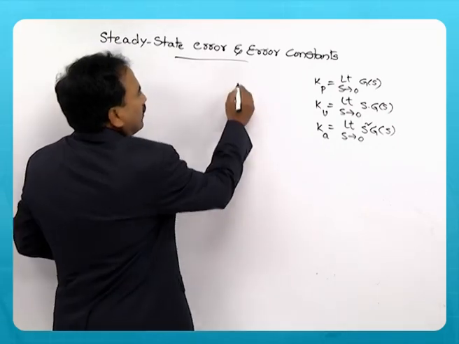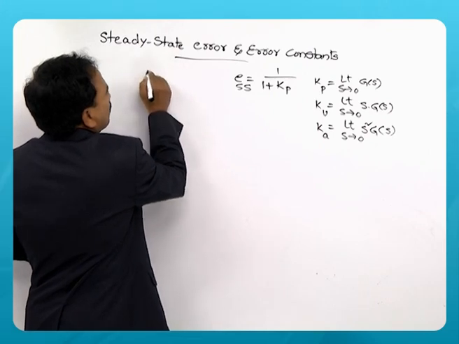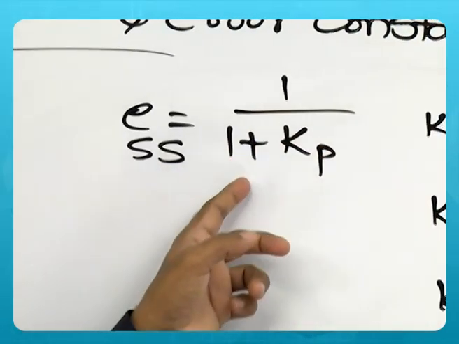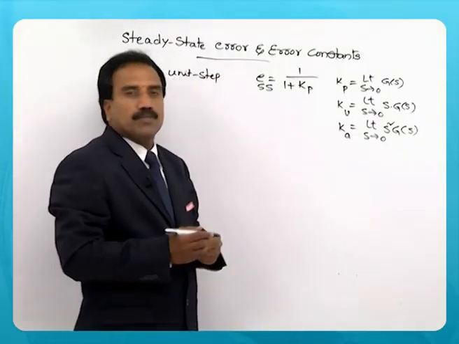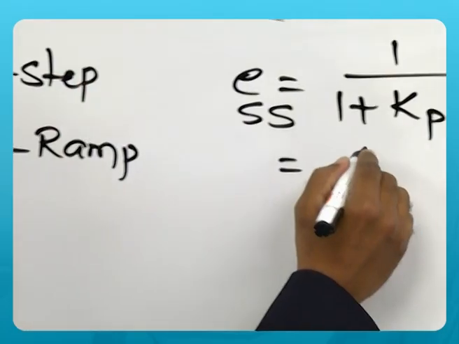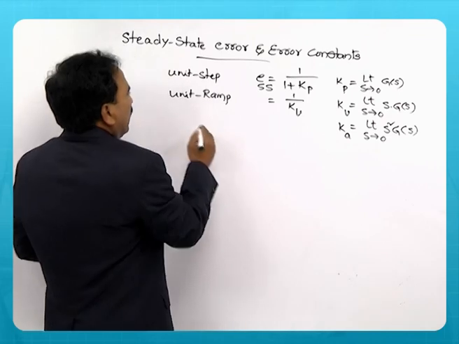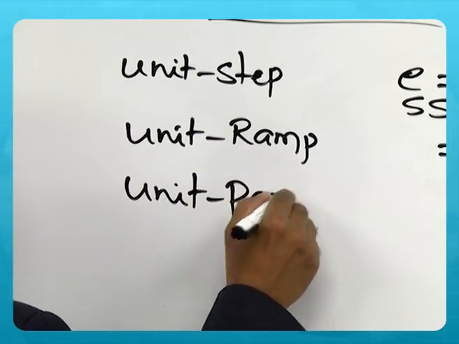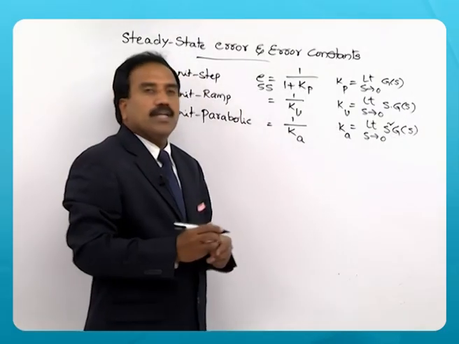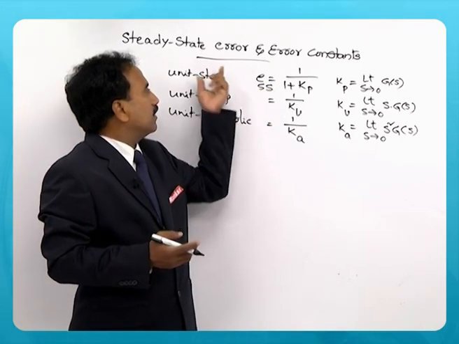With all 3 error constants, the steady state error is equal to 1 by 1 plus Kp if the input is a unit step. If the input is a unit step, the steady state error is to be calculated using this formula, where Kp is equal to limit s tending to 0 G of s. If the question is to calculate the steady state error for a unit ramp input, then you should use the formula 1 by Kv, where Kv is limit s tending to 0 of this function. And if the question is to calculate the steady state error for a unit parabolic input, then you should use the formula 1 by Ka, where Ka is given by this. So, these are the 3 error constants which will give the magnitude of steady state error for various inputs.